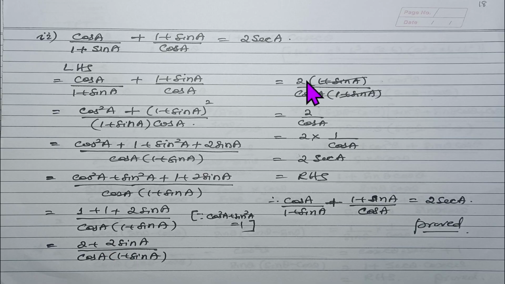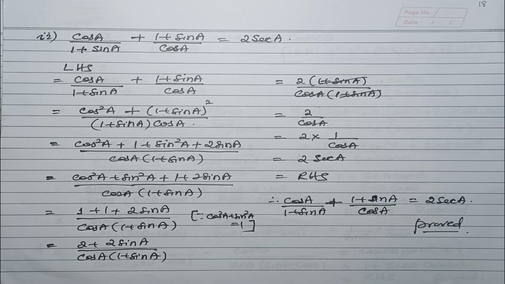2 is common, take 2 outside, (1 plus sin A), and in the denominator we have got 1 plus sin A, in the numerator we have got 1 plus sin A here, so it cancels, it becomes 2 by cos A. 2 by cos A is equal to 2 into 1 by cos A, and 1 by cos A is sec A, therefore the answer is 2 sec A, and that is the RHS, and that is the proof of this particular identity.